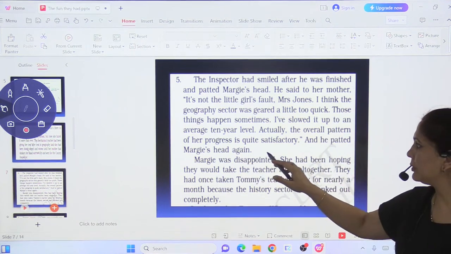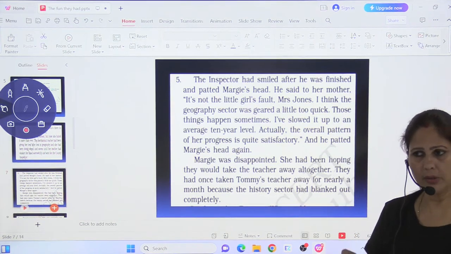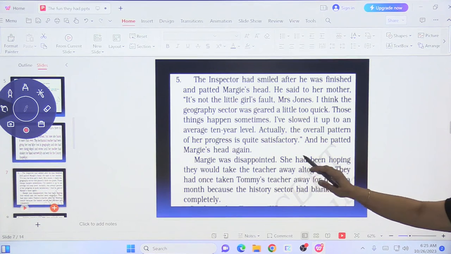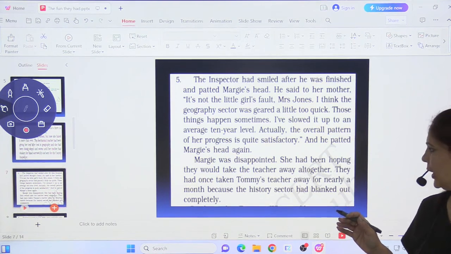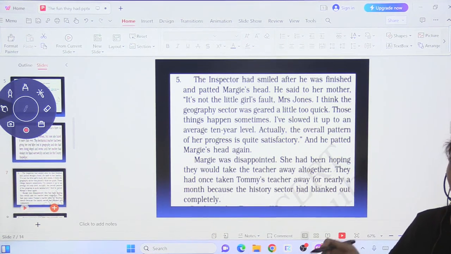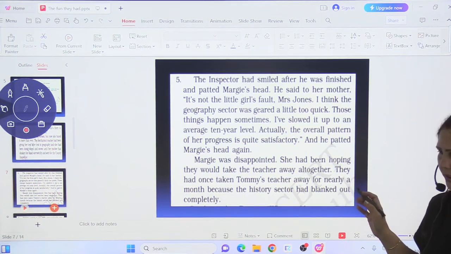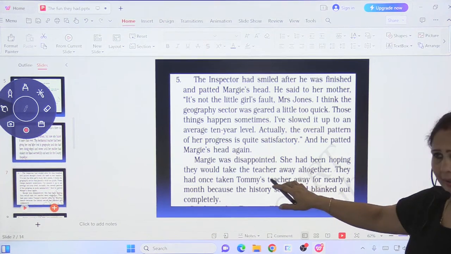"Actually, the overall pattern of her progress is quite satisfactory." So he tells Margie's mother that the pattern of Margie's growth is satisfactory and it is not the fault of Margie. And he patted Margie's head again and he went away. Margie was disappointed. She was expecting that for some days the county inspector would take the mechanical teacher away, because it had happened once with Tommy's teacher. Tommy's teacher was also not working well, so the county inspector took it for a few days and that time he was free from studying. So she was also expecting that this man would take the mechanical teacher and then she wouldn't have to study for at least a few days. But this didn't happen, so she was highly disappointed.